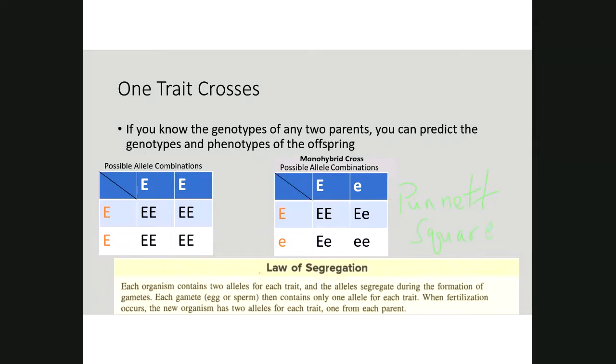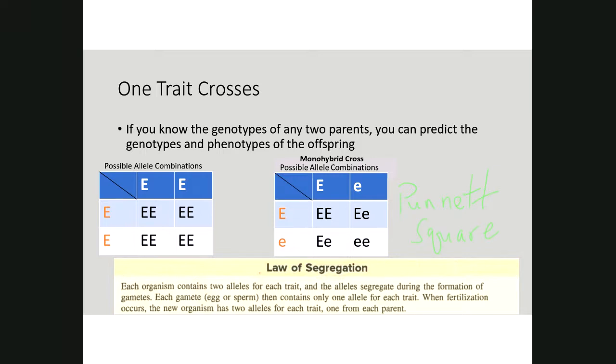These are Punnett squares. You can use these Punnett squares to help you figure out what the possibilities are for the offspring. The Punnett square basically works by segregating the possible alleles for each gamete. So for example, what am I talking about here?